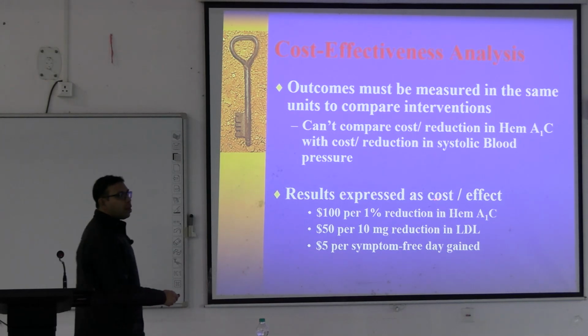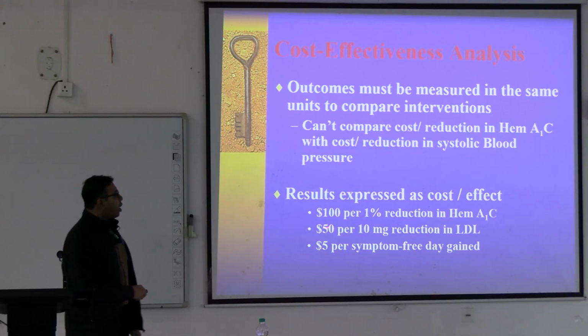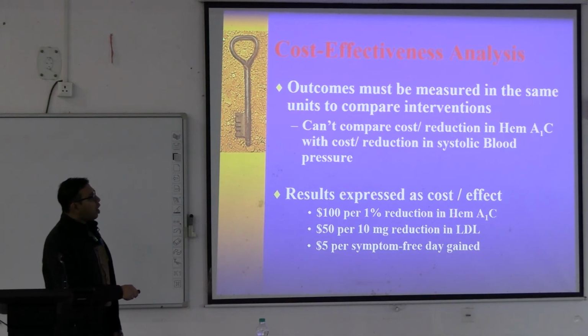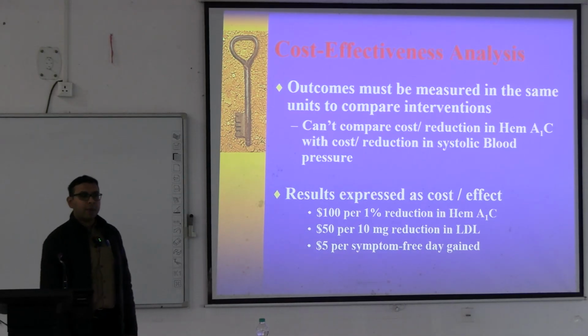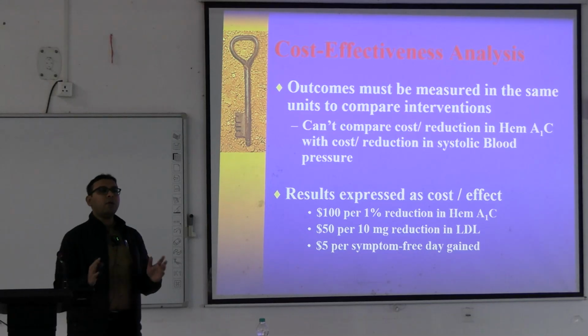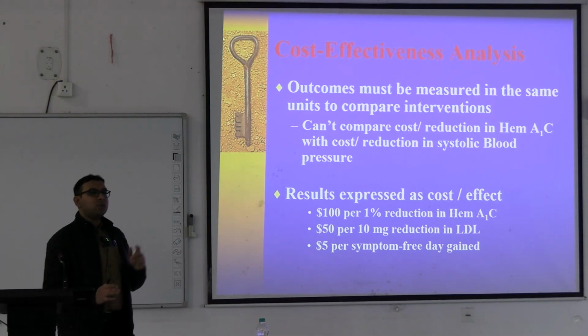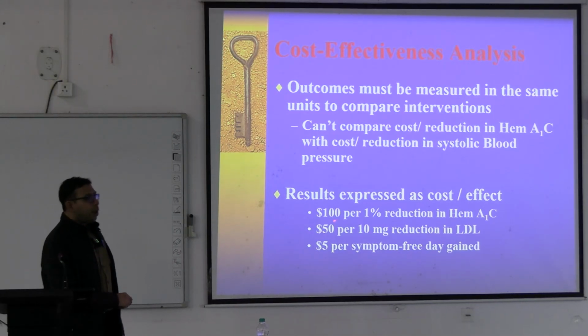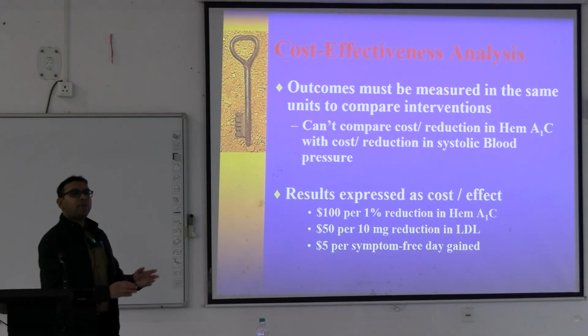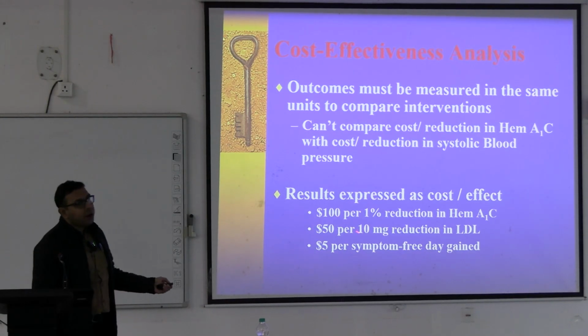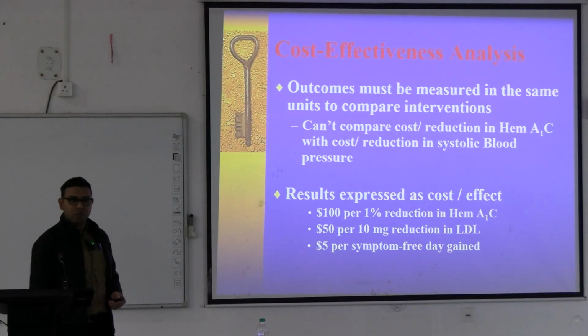Results are expressed as cost by effect, like $100 per 1% reduction in HbA1c for diabetes. So after the evaluation, we can say that if we are using drug A, that needs $100 per 1% reduction in HbA1c, and for drug B, that may be $120 per 1% reduction in HbA1c, like this.